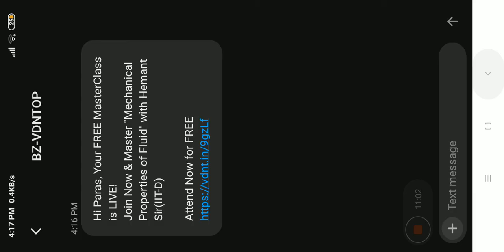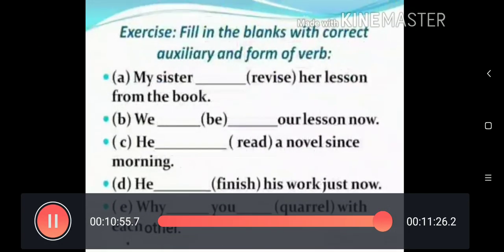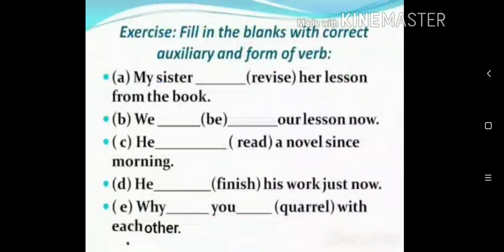Now, there is an exercise for you. Fill in the blanks with correct auxiliary, means helping verb, and main form of verb. My sister dash revised the lesson from the book. So you are supposed to use here the correct auxiliary, main verb. Take some time, solve it.